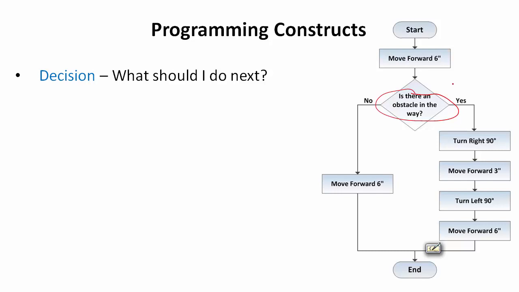It's not asking what the number is. The answer is not 7. It's, is it true or false? Is it yes or no? So it really simplifies the way that you make these decisions. For example, if I come to this decision, move forward 6 inches, is there an obstacle in the way? If the answer is no, you execute a different sequence, and in this case I would move forward 6 inches. But if the answer was yes, we can allow our program to take another path and execute a different set of operations. In this case, let's say turn right 90 degrees, move forward 3, turn left 90 degrees, move forward 6, and then we end.